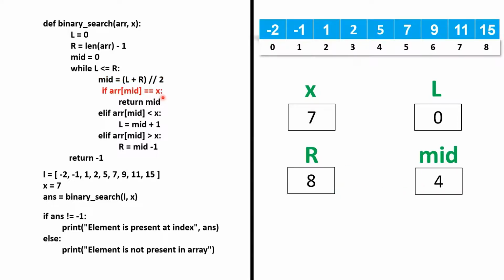Now we are checking if the value at mid is the required value. Mid is at the 4th index and the value at mid is 5, which is not the required value. So this if condition won't be true, and we'll check again. Now here we are checking if the value at mid is greater than x.